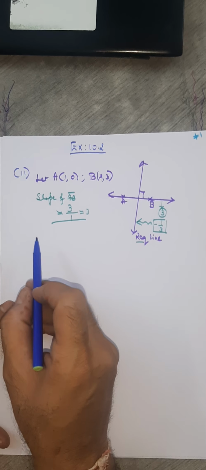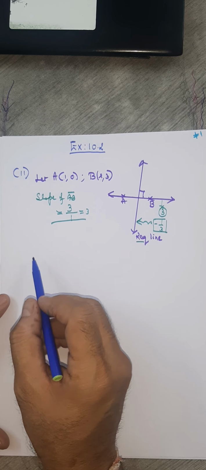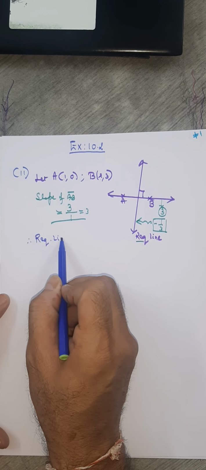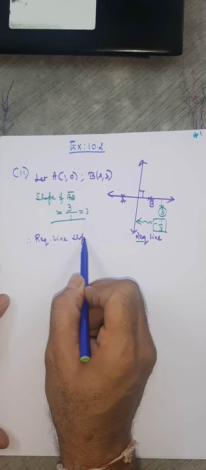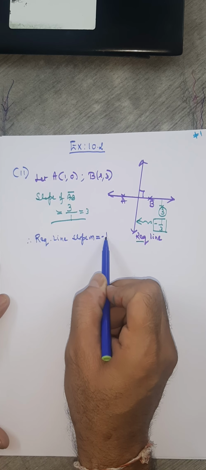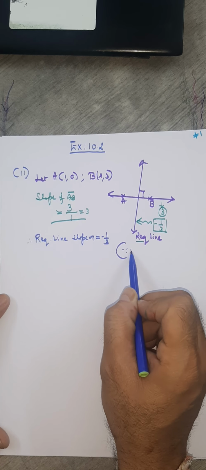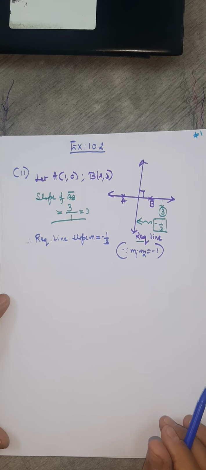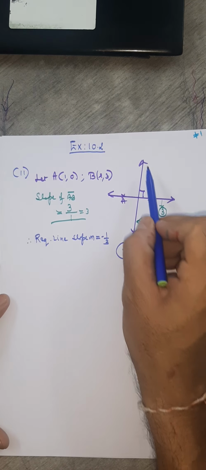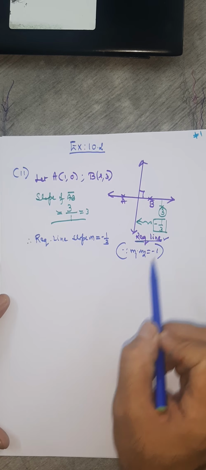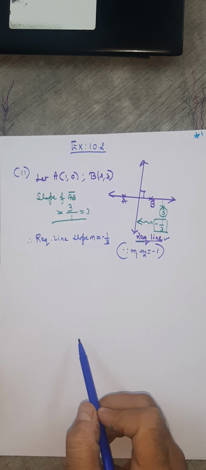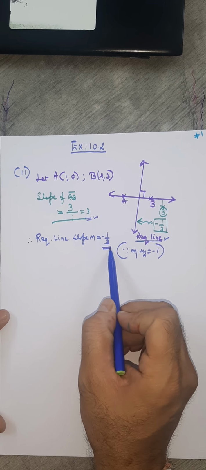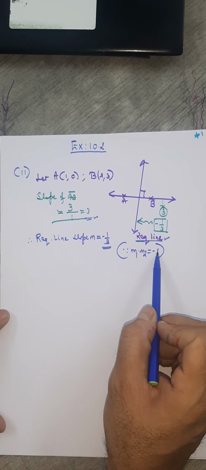Which concept have you used? m1 into m2 equals minus 1. So I'll write the required line's slope equals minus 1 upon 3. Why this? Because the given line is perpendicular to the required line. If you were asked for parallel, you would have used the same slope, but here the product of the two should be minus 1.